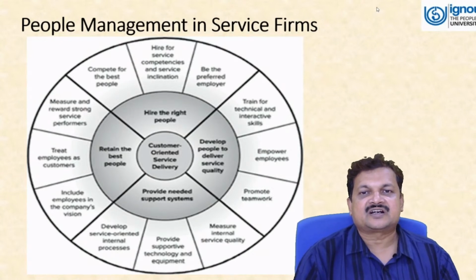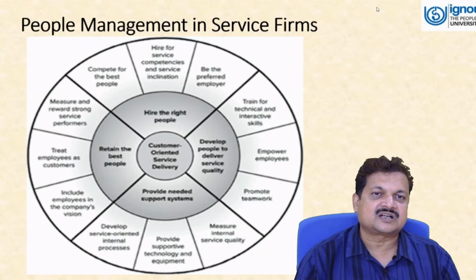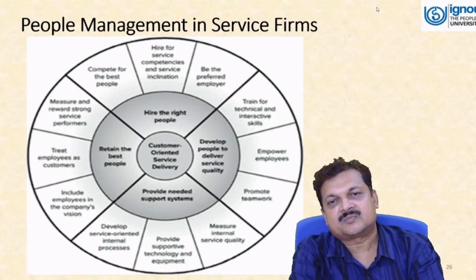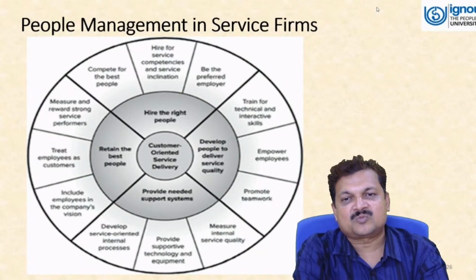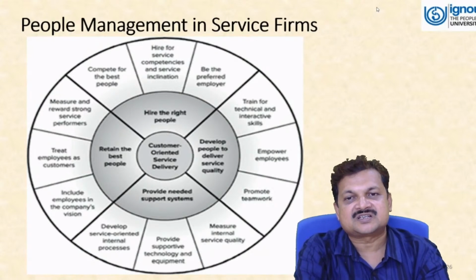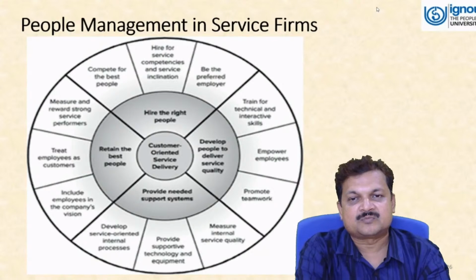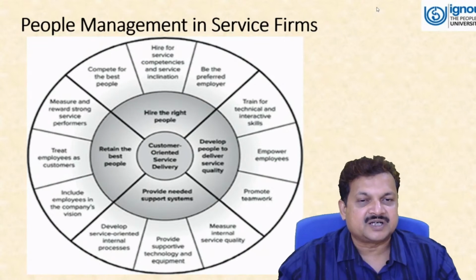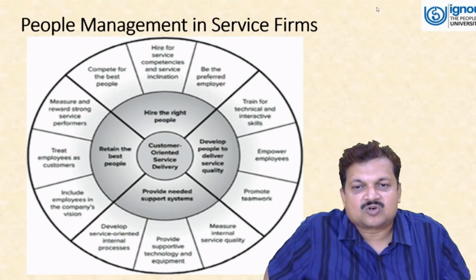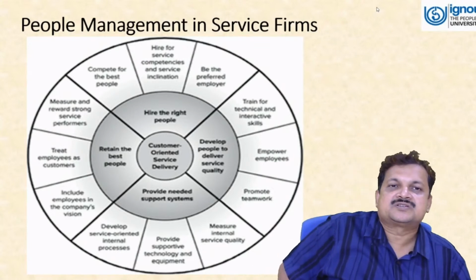Train for technical and interactive skills. This is a continuous process in every organization. Every organization has to see very well whether the training and development programs are continuously happening or not. Empower employees. Try to give more power to your employees, beyond their own capacity, so they can also take decisions that will give advantages to you. So that is the employer-employee relationship. Next is promote teamwork. When there is teamwork, that will promote this particular organization rather than individual work. They have to focus more on teamwork, and with teamwork you will always find the result will be best.